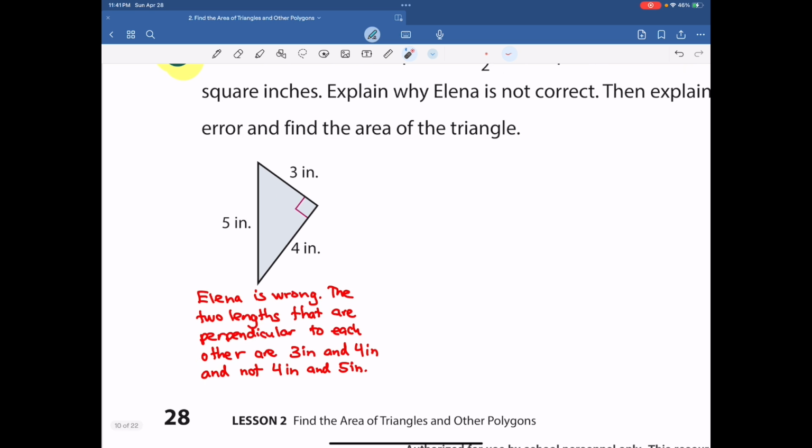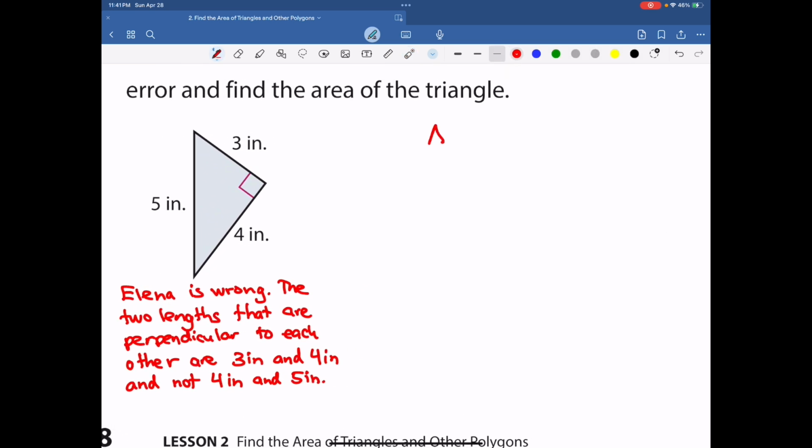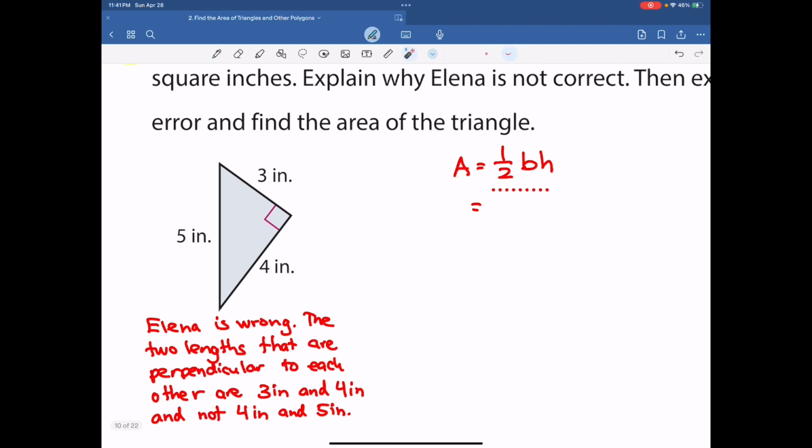So let's go ahead and calculate the area of this triangle. I know that the formula is area equals 1/2 base times height. And once again, we'll go ahead and use 4 inches for the base and 3 inches for the height. They meet at that perfect square corner. That means that the base and height are perpendicular to each other. So we'll write down 1/2 times 4 inches times 3 inches.